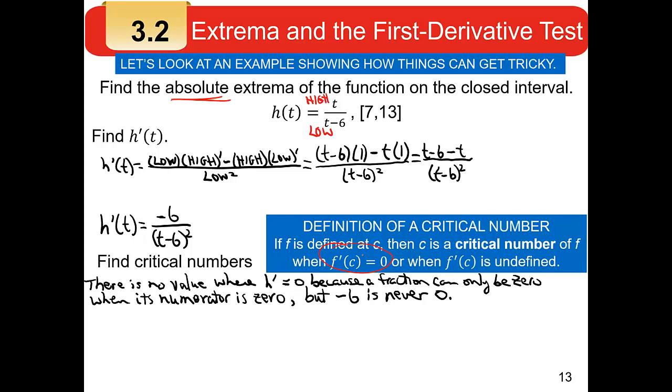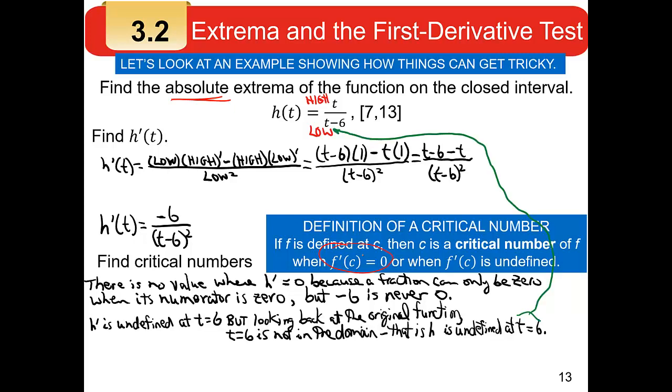How about the derivative being undefined? Well, obviously there is a place where the derivative is undefined. It's at t equals 6. But remember also that a critical number has to be in the domain of the function. It might have been worth noting from the very beginning that you can't divide by 0, so there's no way you can let t be 6.